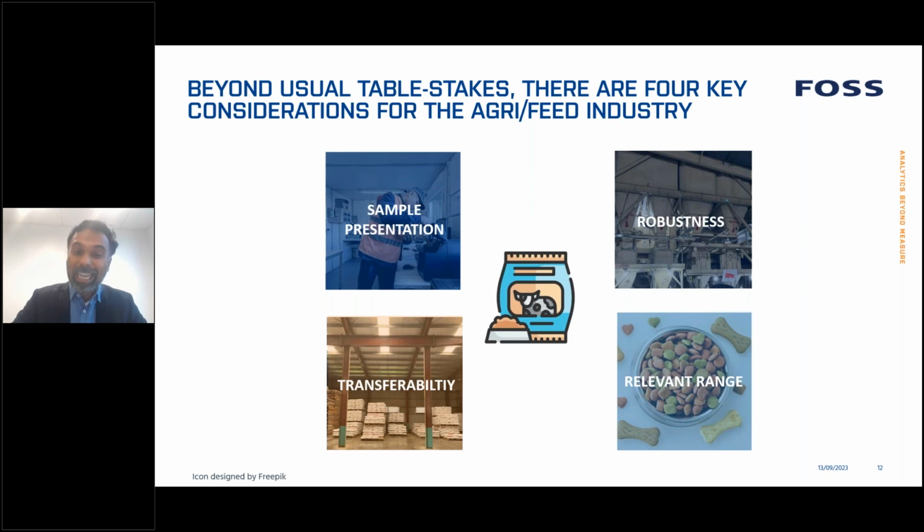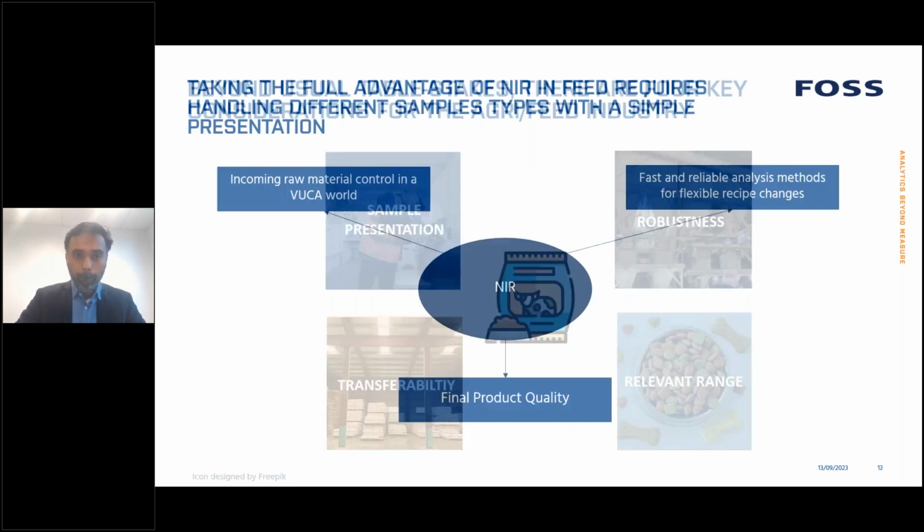There's something around the kind of samples that you have to analyze and the sample presentation that is associated with it. There's something about transferability and the ability to build models that are transferable across a large set of devices. There's something about the robustness of the solution at hand, or the instrument at hand, and the solution overall as well. And some considerations around the relevant range that you have to cover to answer the questions and add value in a feed setup. Let's go into it one by one.